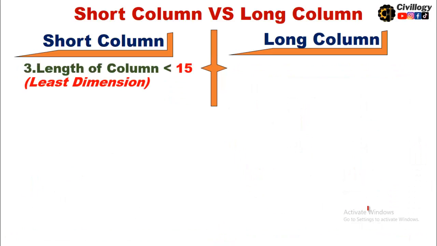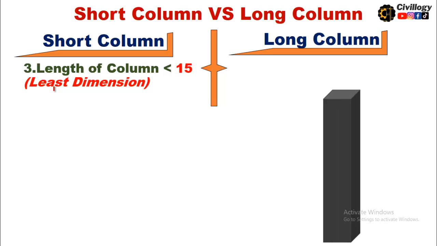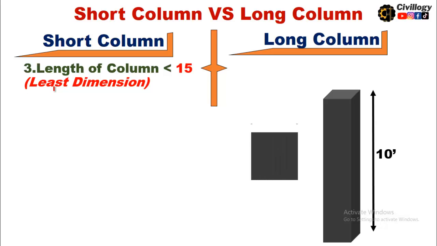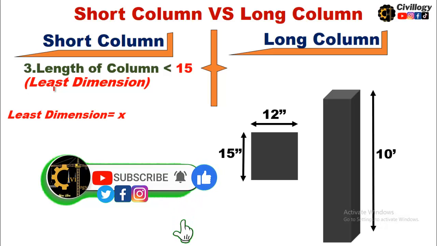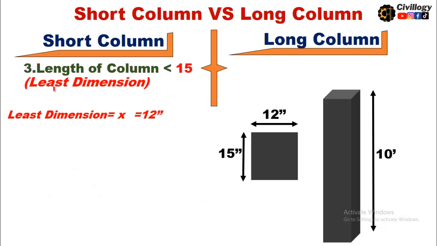The third point is the length of column will be less than 15 times the least dimension of the column. Let's suppose we have a column whose height is 10 feet and the area of the column is 12 into 15 inches. So the size of the column is 12 into 15 and here the least dimension is 12 inches, which is the smaller dimension or smaller side of the column.